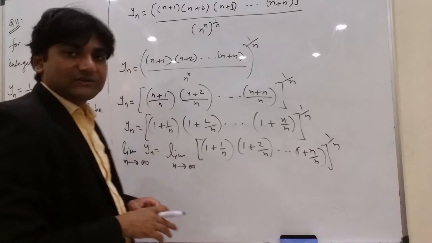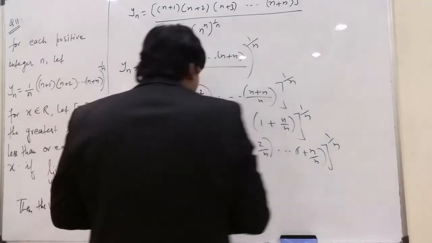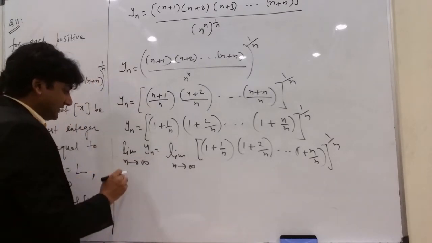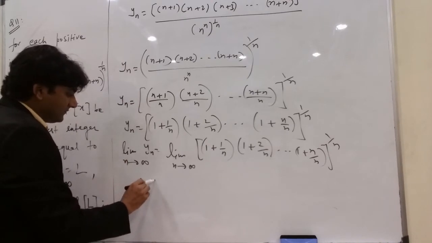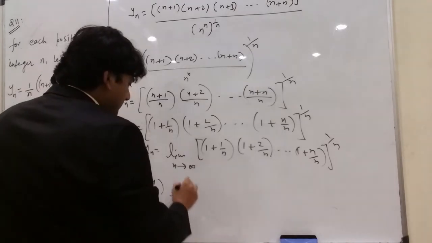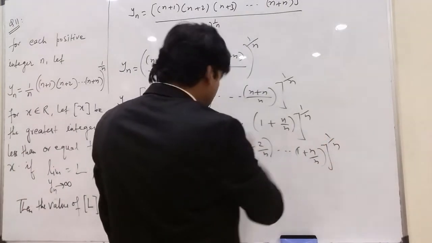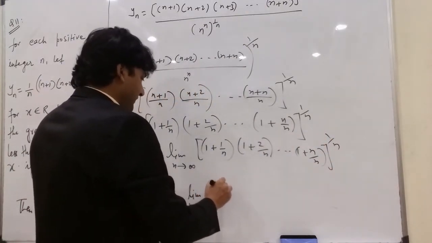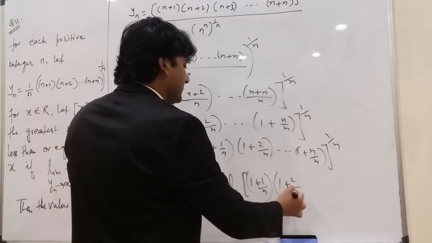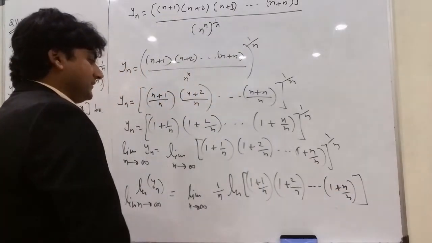Okay. Now this is a general question. Generally IIT-JEE asks this type of question almost every year. So now what can we do? We can apply log on both sides. If we apply log on both sides, then we will have ln y_n, with the limit as n tends to infinity on both sides. If we apply ln, then 1 over n will come in multiplication, and this will be ln of (1 plus 1 over n) times (1 plus 2 over n) times (1 plus n over n). And then we will solve further.